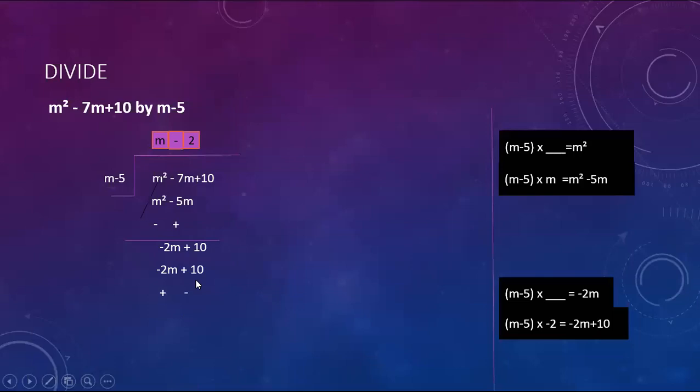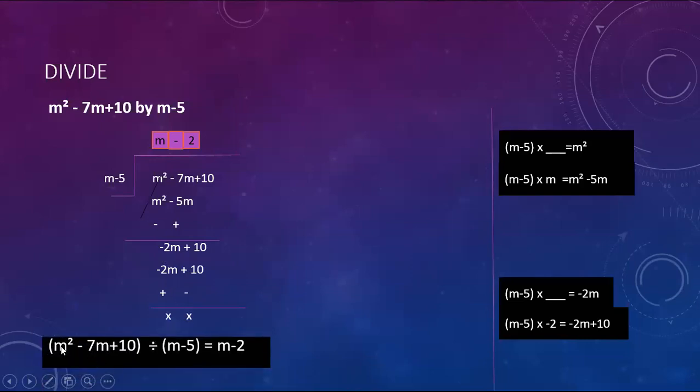Next step is we have to change the sign. Here it is a sign of plus, so it becomes minus. Here it is a sign of minus, so it becomes plus. So it will be cancelled, and we get the answer m minus 2. Don't forget to write down the dividend and divisor within the small braces.